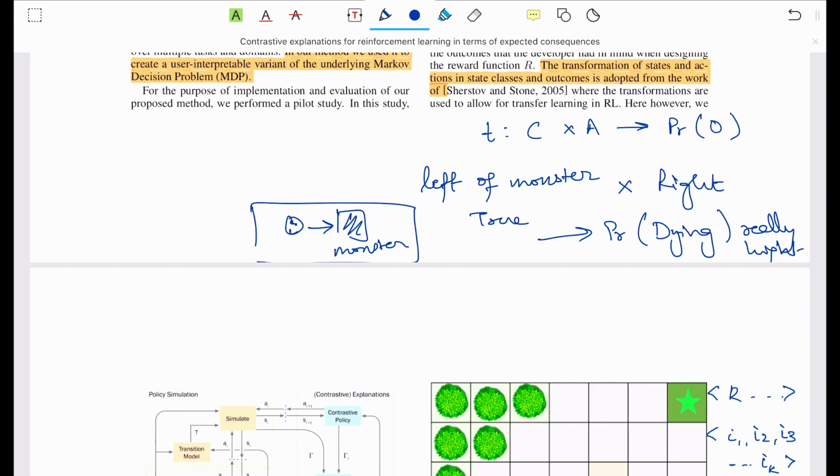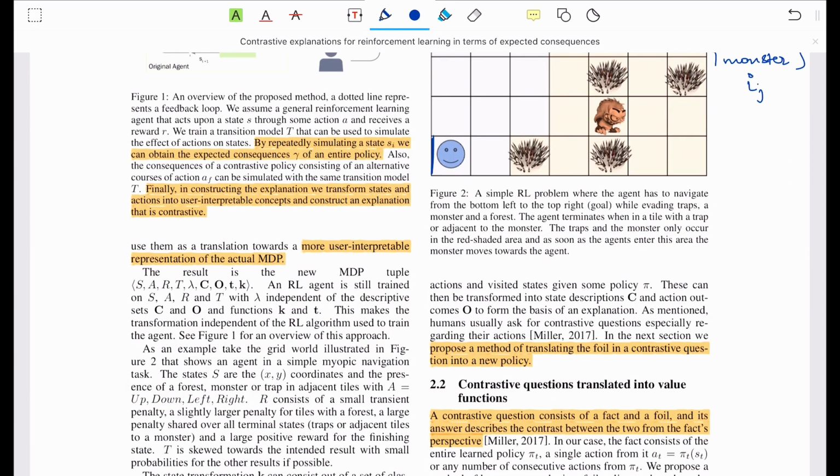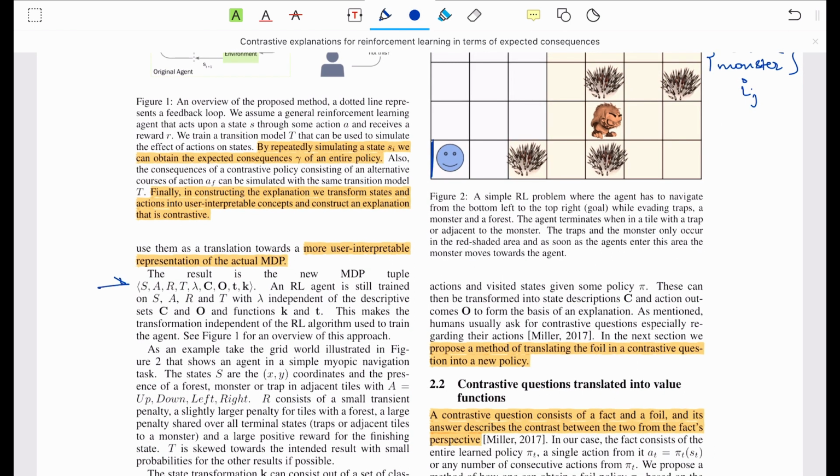Now given that we have these two things, that is k binary classifiers for each of our concepts and a new transition function like this, what we can do is extend our MDP formulation tuple. Previously it was S, A, R, T, lambda, and now we have added a list of concepts, a list of possible outcomes, the transition function and k binary classifiers. As we will note, these concepts and these outcomes are essentially the same thing.